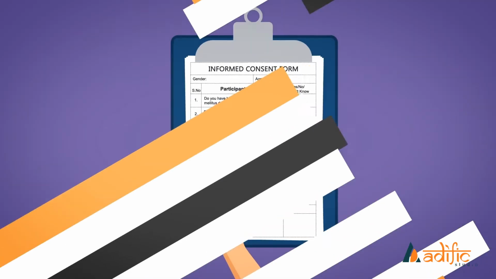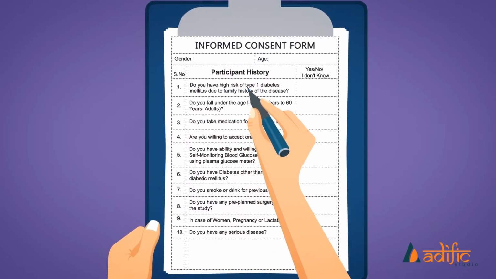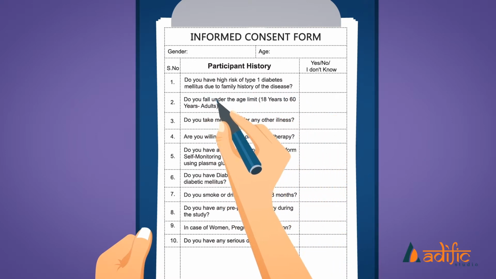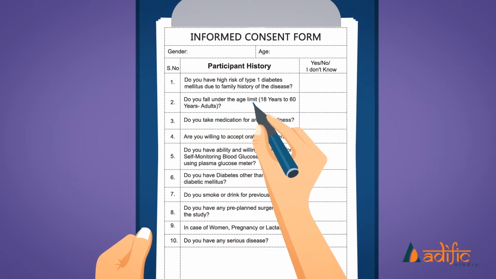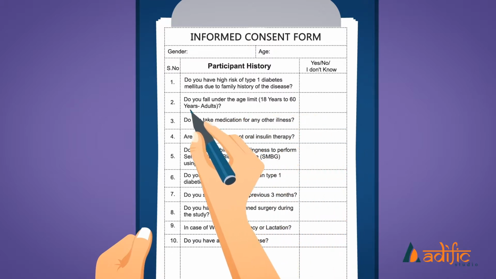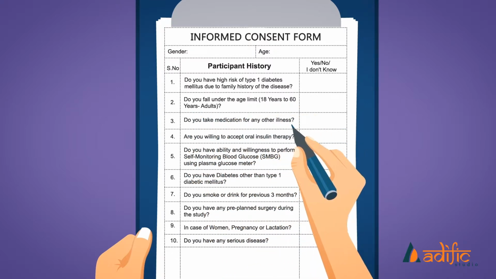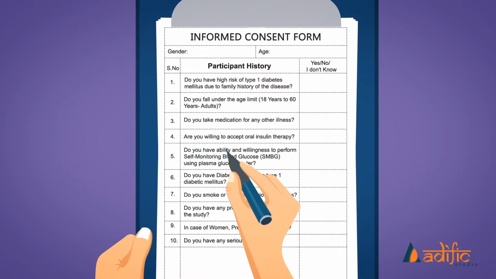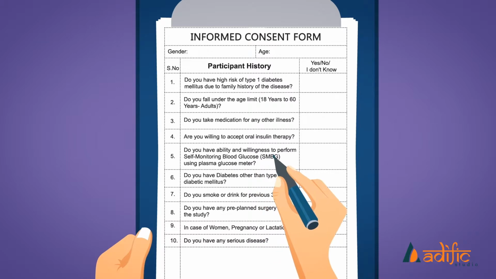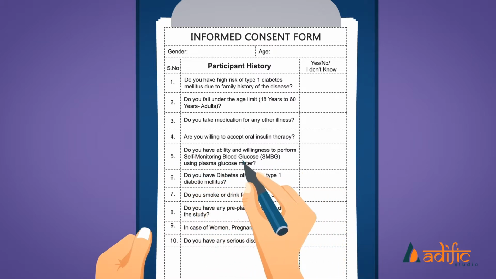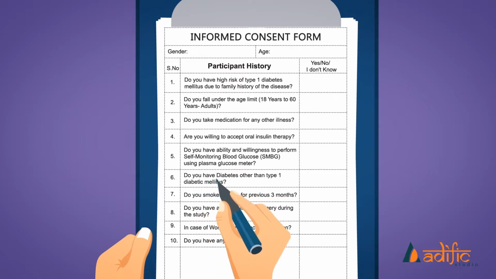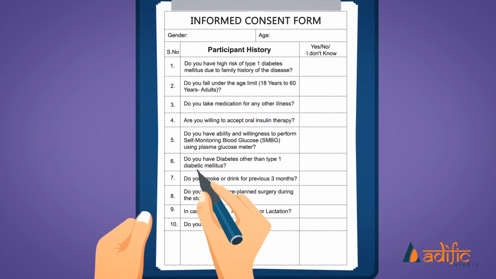That's okay. Do you have high risk of type 1 diabetes mellitus due to family history of the disease? Do you fall under the age limit, 18 years to 60 years, adults? Do you take medication for any other illness? Are you willing to accept oral insulin therapy? Do you have ability and willingness to perform self-monitoring blood glucose using plasma glucose meter? Do you have diabetes other than type 1 diabetes mellitus?